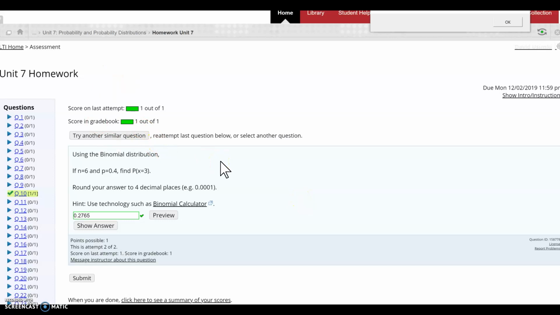Hopefully it's a pretty easy calculation to do. The background behind binomial distributions is a pretty complicated formula, but most people would just use a calculator to figure that out. All right, on to the next question.